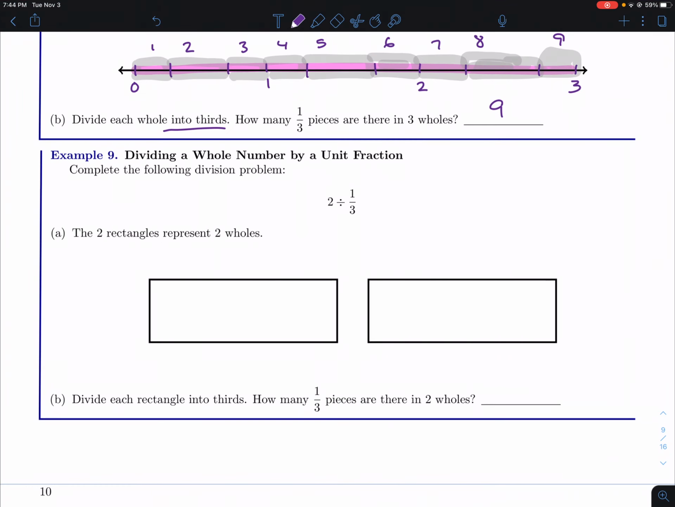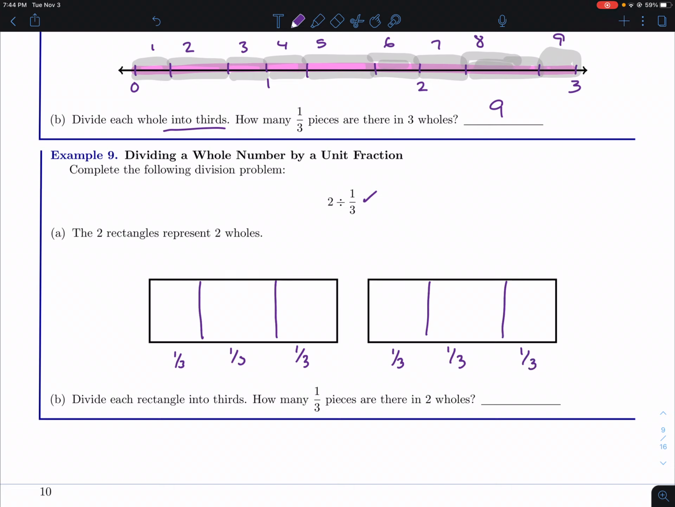So the two rectangles represent two wholes. Since we're dividing by 1/3, we want to divide this up into 1/3 chunks, so we need two lines to do that. Again, what we're trying to do is figure out how many 1/3 pieces actually fit in here. We know each of these by design are 1/3.